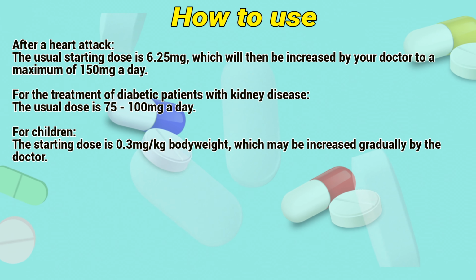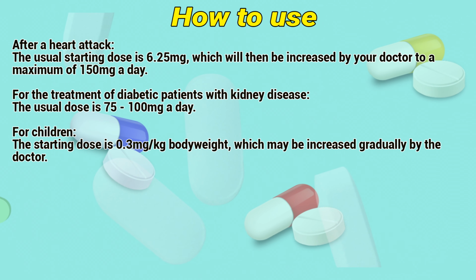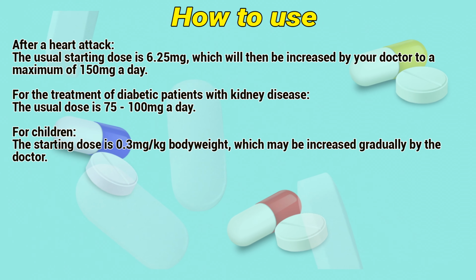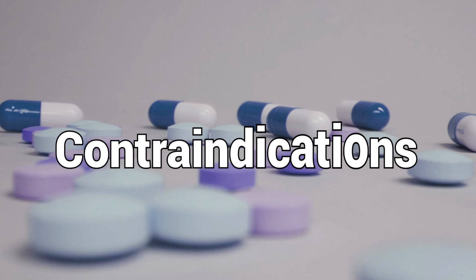For the treatment of diabetic patients with kidney disease, the usual dose is 75 to 100 mg a day. For children, the starting dose is 0.3 mg per kilogram body weight, which may be increased gradually by the doctor.